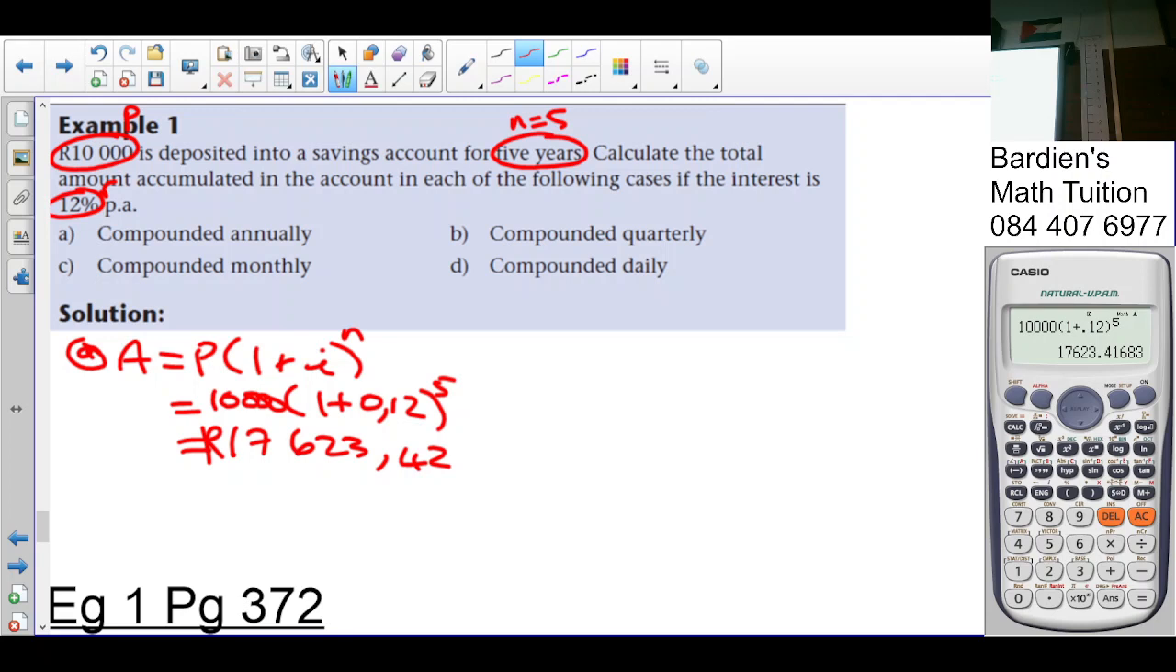If the question is how much interest was earned, you take 17,623 rand and 42 cents minus your principal, which is 10,000 rand. So the interest earned on this money is 7,623 rand and 42 cents. You guys understand? Okay.